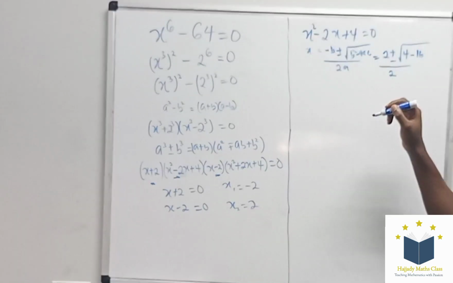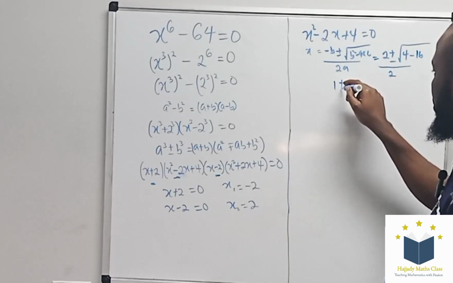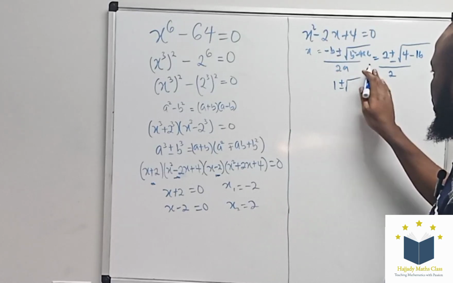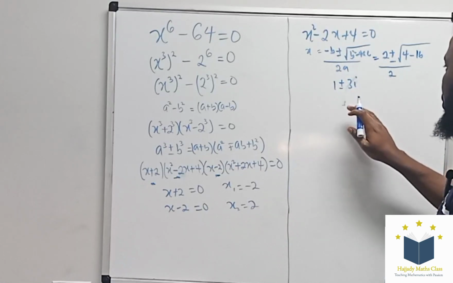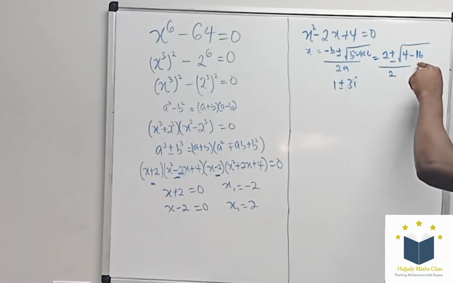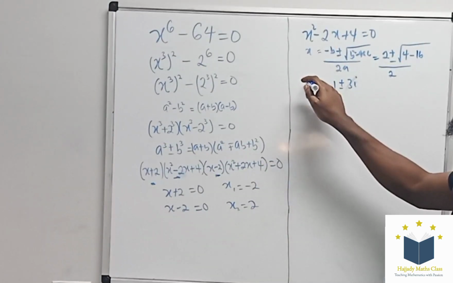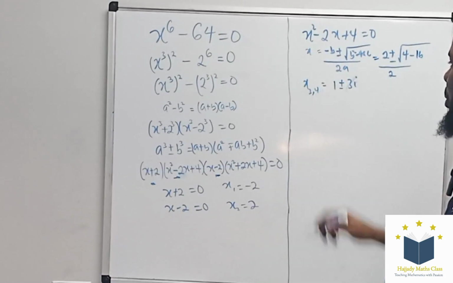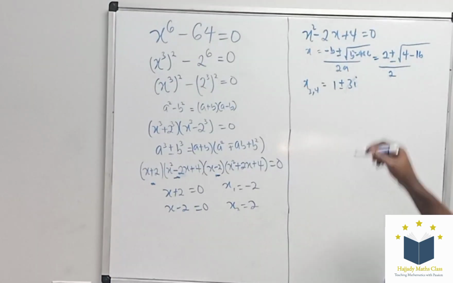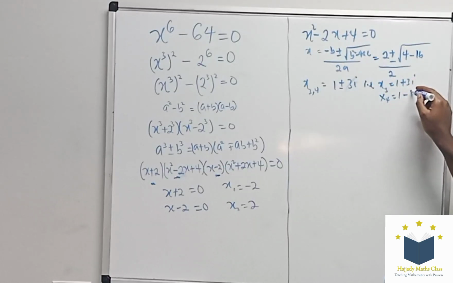Solving this further, I'm going to have 1 plus or minus 3i. This is going to give me 1 plus or minus 3i, because square root of negative 3 is going to give you 3i. So my x3 and my x4 is going to be this. That is, my x3 is going to be 1 plus 3i, and my x4 is going to be 1 minus 3i.